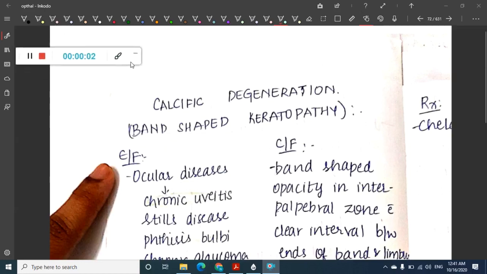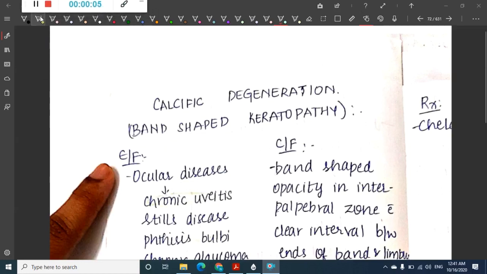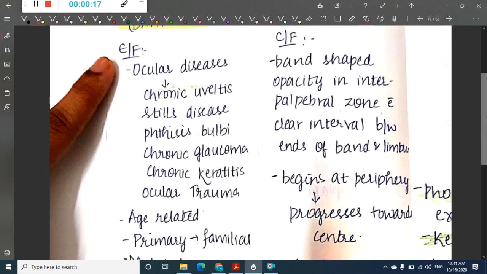Hello friends, welcome to a new chapter today. In this chapter, let us now learn about calcific degeneration, which is also called band shaped keratopathy.